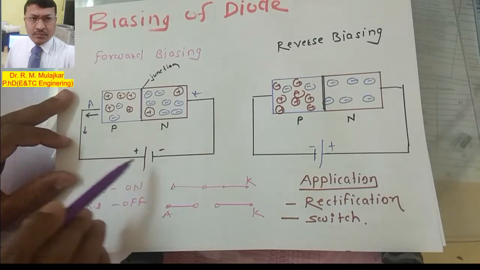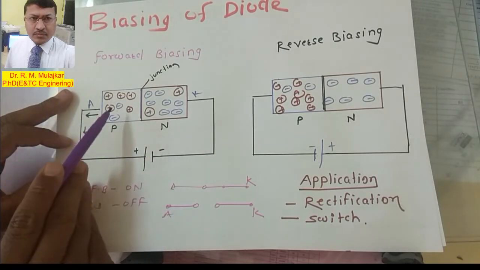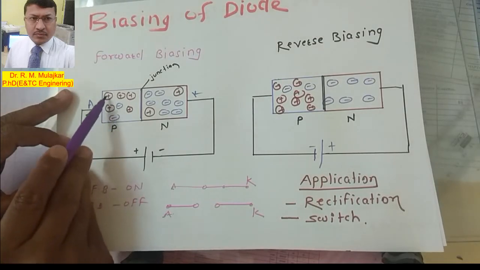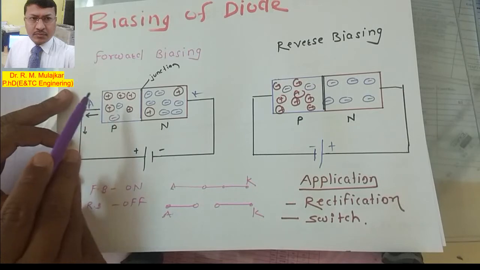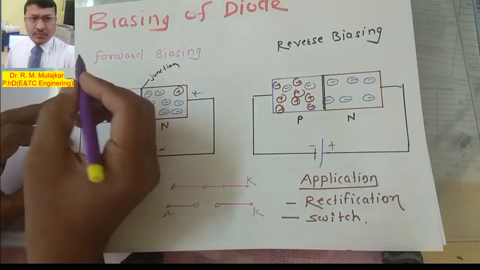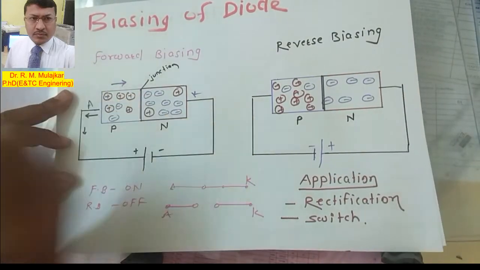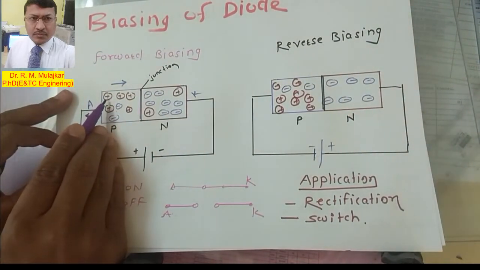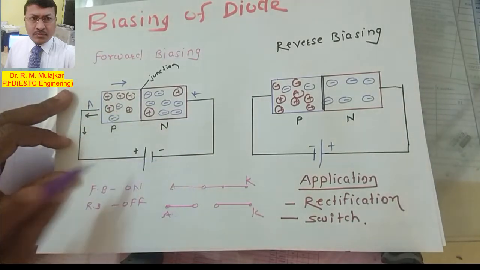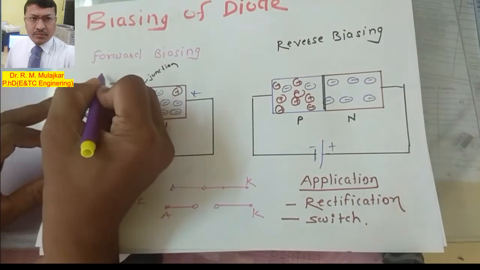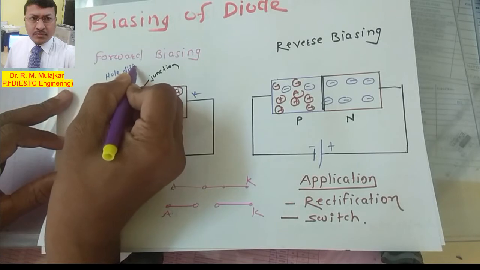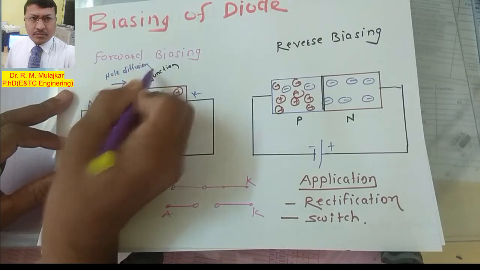Now, when it is connected in this configuration, what happens? The majority carriers, the holes in the p-type semiconductor material, are positively charged, so they are attracted towards the negative terminal of the battery. The holes are diffusing like this. This is hole diffusion.